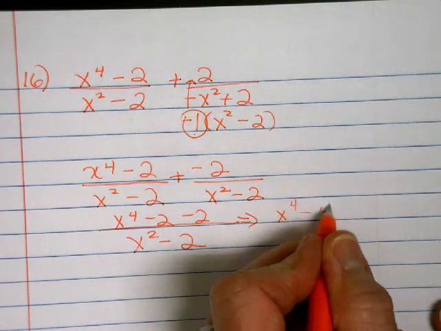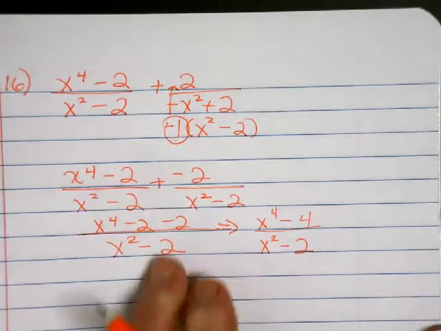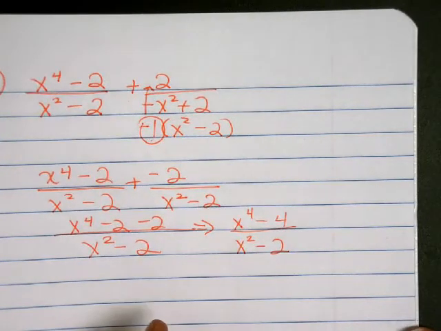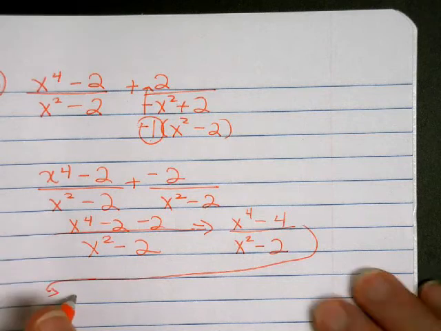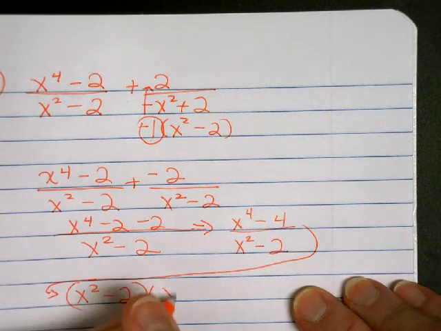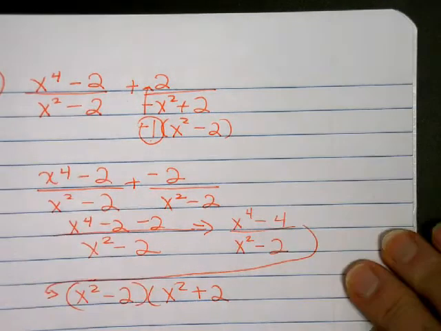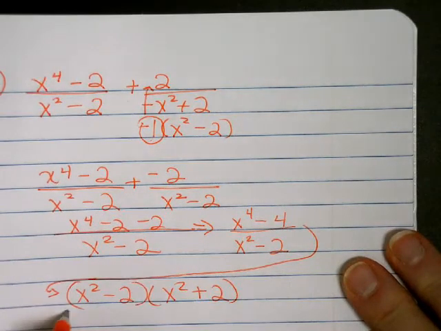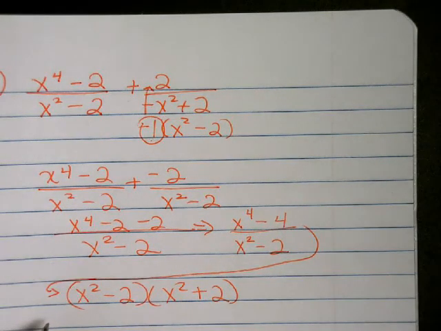Like denominators: it's x to the 4th minus 2 minus 2, x to the 4th minus 4, over x squared minus 2. Combine like terms. Your difference of squares alarm should go off. I'm going to move it down here. That's x squared minus 2 times x squared plus 2.